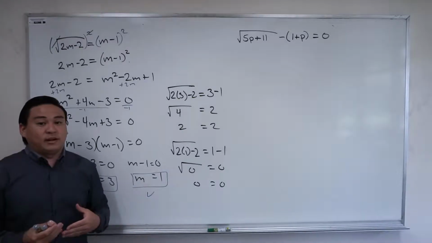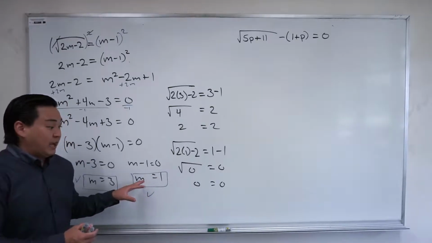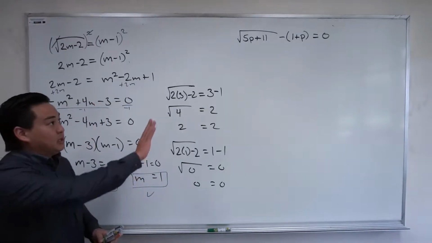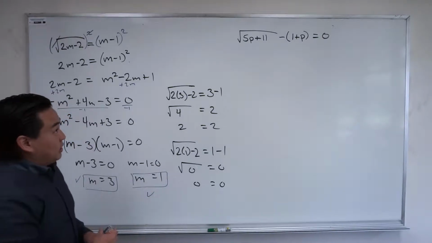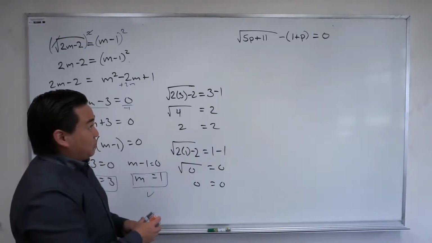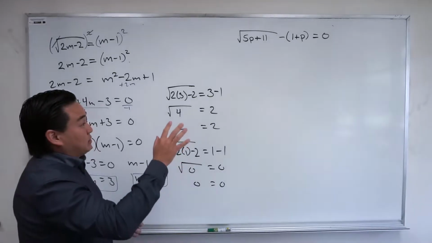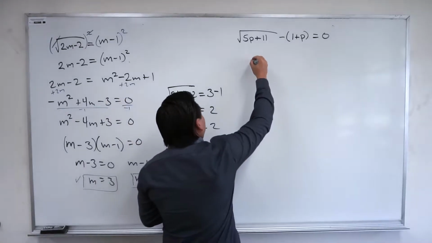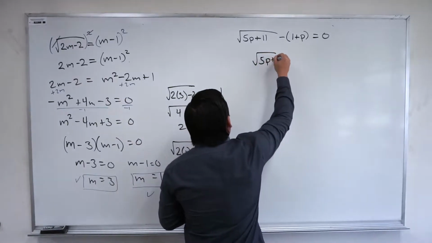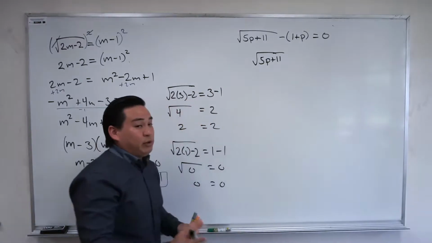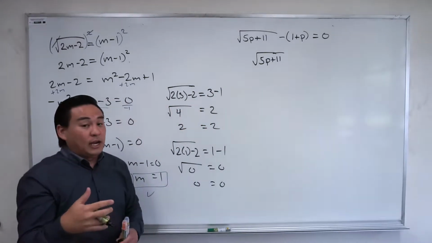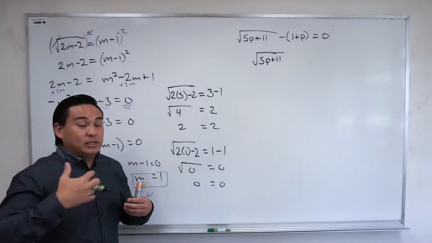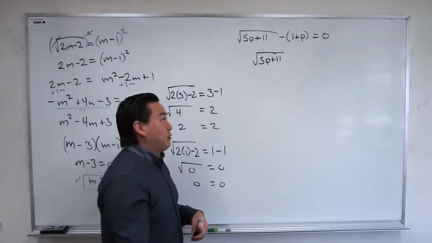So make sure that you check your answer at the very end to make sure that it is in the domain of the function that we were talking about. So let's go ahead and do one more problem. Bring everything over to the right-hand side so that we can isolate the square root. So the square root here is 5p plus 11. And in order to bring the other stuff over to the right, I just need to add the 1 minus p, because notice the parentheses are there. If you want, you can distribute the negative 1 and then do them separately.